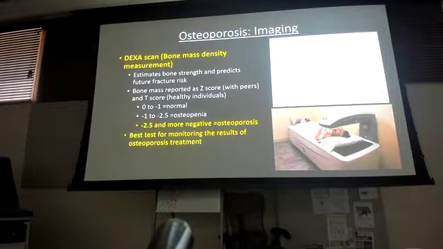Okay, so you don't even have to worry about positive numbers. You're just trying to figure out if you're more negative than negative 2.5. Are we good? Dramatic, I know. But it's the best test for monitoring the results of osteoporosis treatment. Do I get into osteoporosis treatment? Not much. Which is to say no, not really.